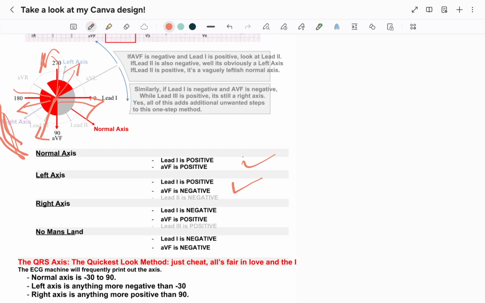Right? And notice something important here. Initially, I didn't use any degrees because axis is not really about numbers, it's about orientation. But where it matters is because it tells you when an ECG looks wrong for a reason.